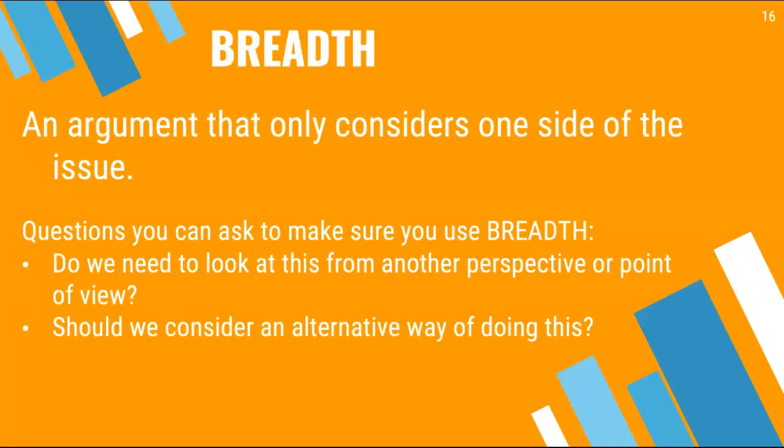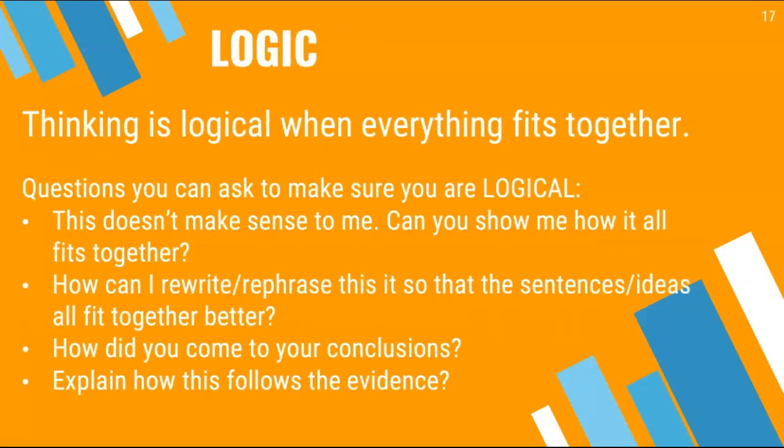Okay, so breadth is coverage, right? An argument that only considers one side of the issue. So getting breadth means you need to consider all the valid perspectives. Do we need to look at this from another point of view? Is there an alternative way of doing this, right? So getting after breadth is really important too, not being exhaustive of all the possible ways out of this.